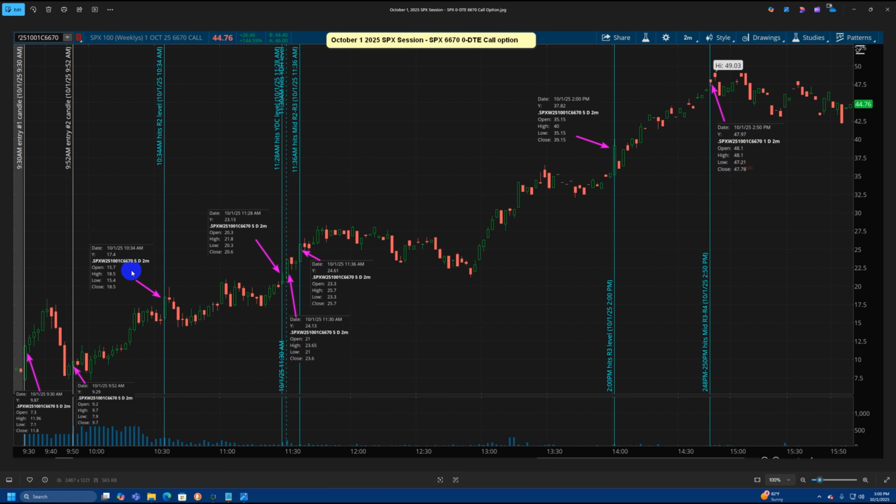Here's the 10:34 a.m. candle where it hits the R2 level. It's now $18.50. Here is the 11:28 candle where it hits the YDC level. It's now $20.60. Here's the 11:30 a.m. candle where it hits the YDH level, $23.60. Here's the 11:36 a.m. candle where it hits mid R2, R3. It's now $25.70. Here's the 2 p.m. candle where it hits the R3 level.